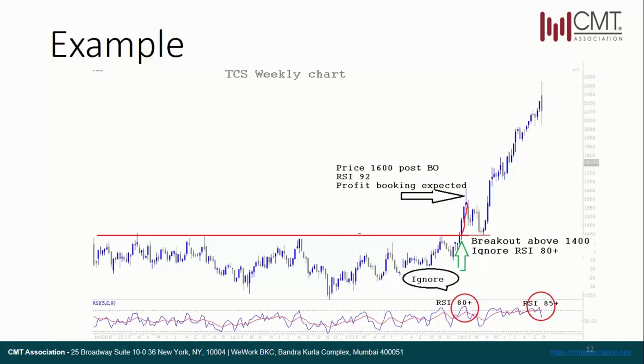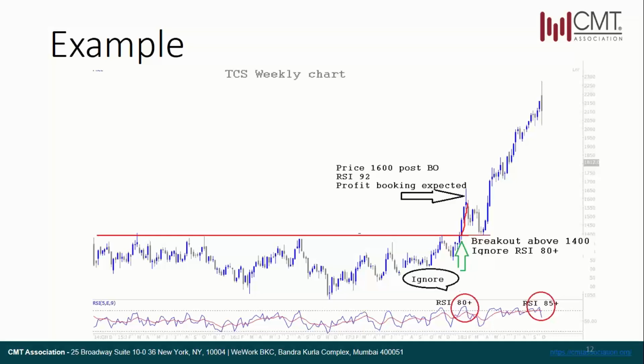So this is what I'm talking about. Prices moved up to 1600, and the RSI reading was approximately 92, the 5-period RSI on the weekly chart. So of course you would expect some amount of profit booking, or if you were long, then you would look to book some profit off the table.